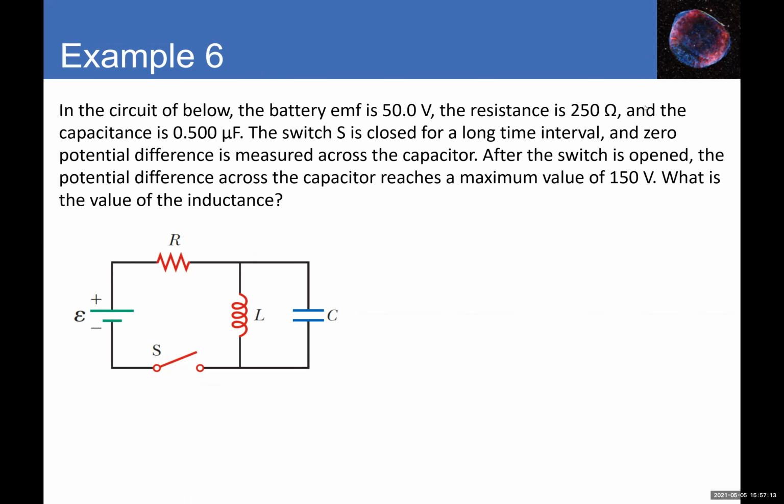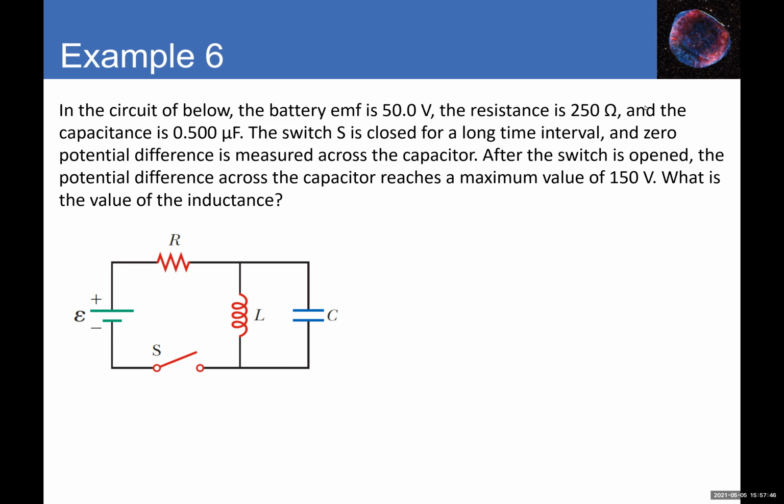All right, guys. So let's look at this example over here. In the circuit below, the battery EMF is 50 volts. The resistance is 25 ohms, and the capacitance is 0.5 microfarad. The switch S is closed for a long time interval, and zero potential difference is measured across the capacitor. After the switch is open, the potential difference across the capacitor reaches a maximum value of 150 volts. What is the value of the inductance?